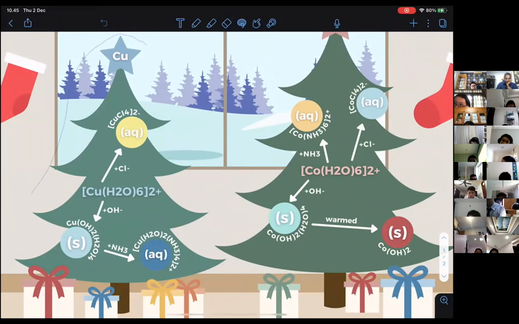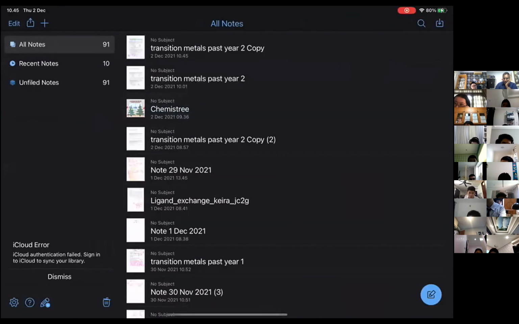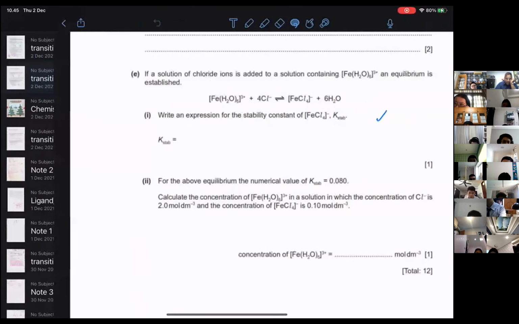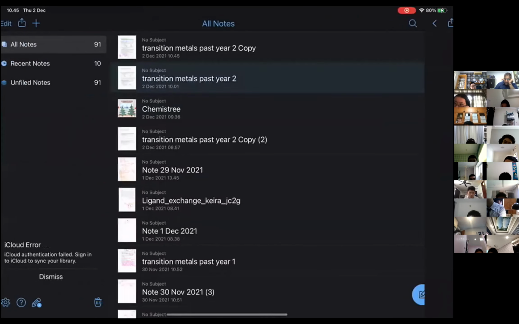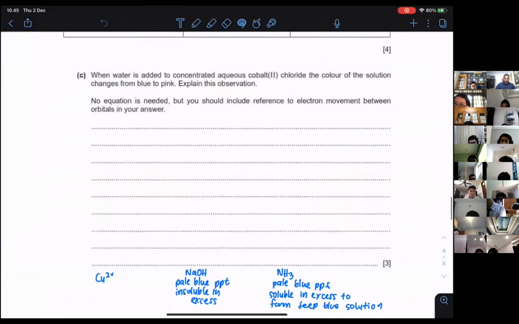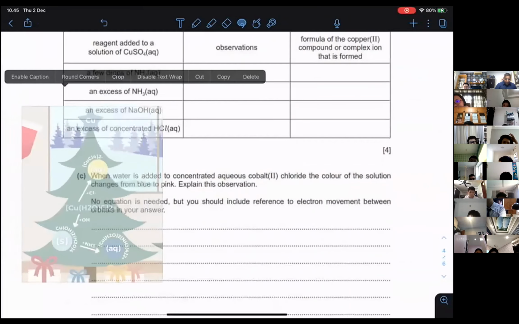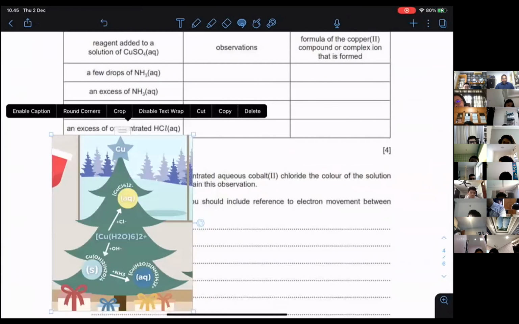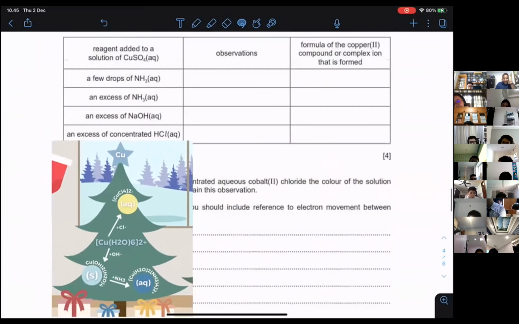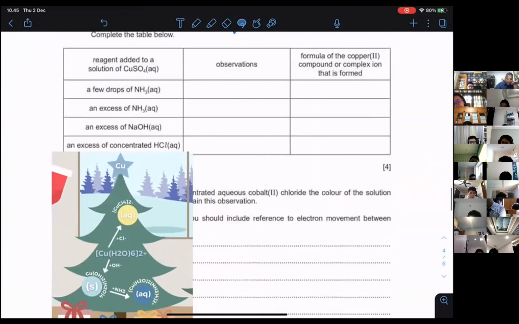This is how you can use the Google Drive link that I've sent to you, and whatever work that you have done, you can use that. Here, I'm just going to paste it over here so that later I'll refer. So you see, when I add a few drops of ammonia, whatever things that I have written just now, I'll just put over here.